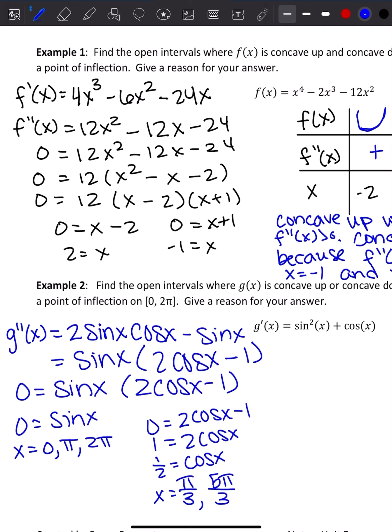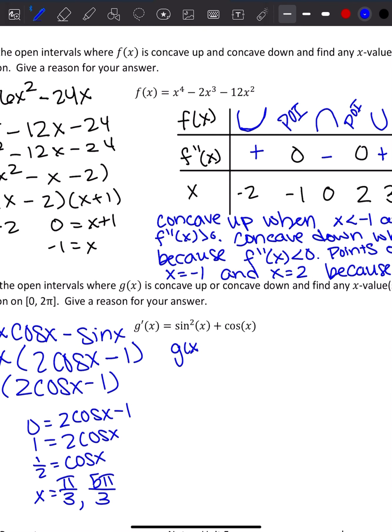One of the things that we have to know is that we're not going to change signs on the endpoints. So we are not going to necessarily have to look outside of 0 and 2 pi. They're not going to be points of inflection on that interval, but we do need to check everything in the middle.